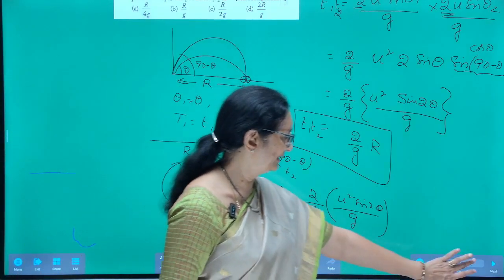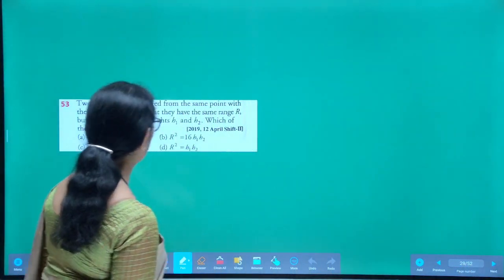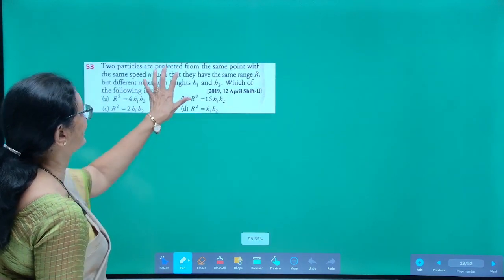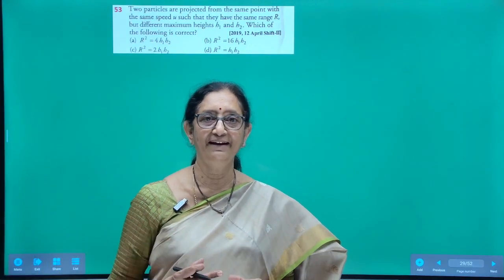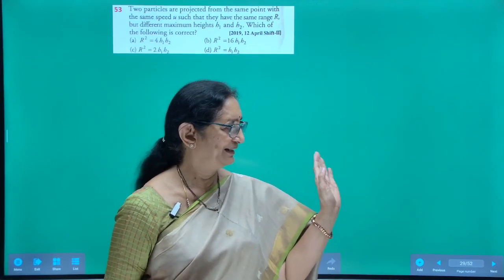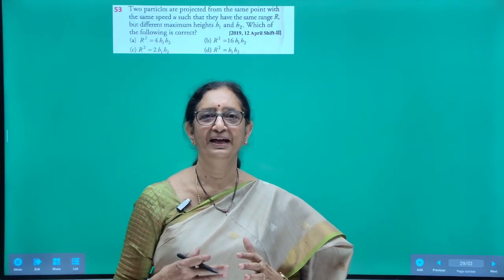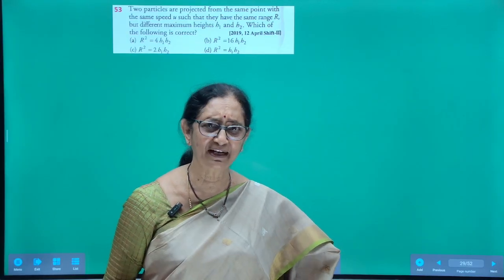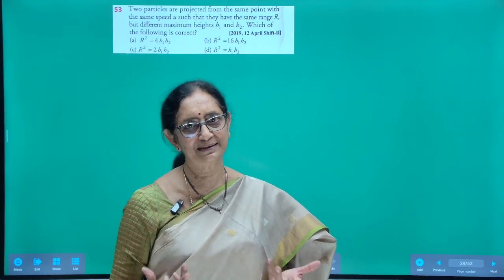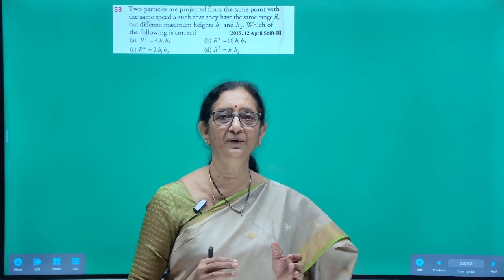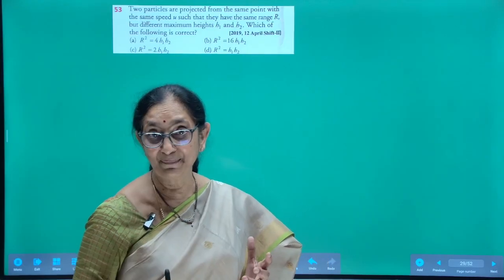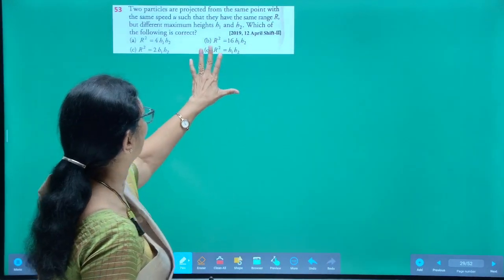Very important relation. Most of the students, if they have thorough practice, will remember these relations, not memorize them, because of thorough practice they remember. That is T1 T2 is equal to 2R by g. Similarly, maximum heights reached here.